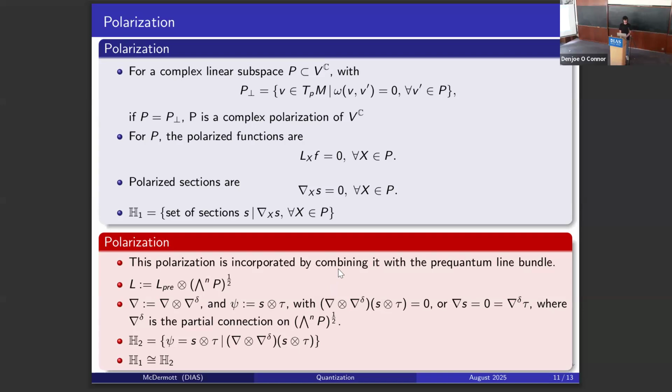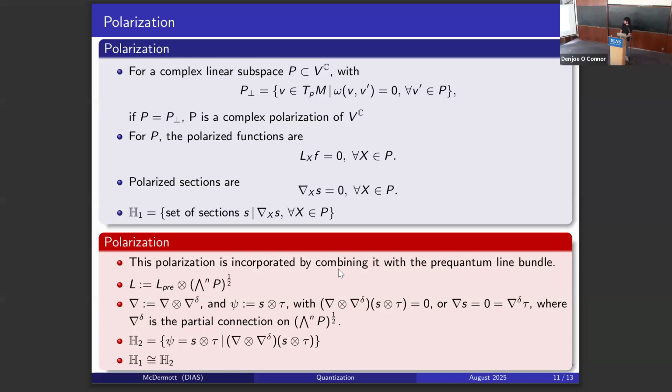So this can be incorporated into our system from before, where we change our line bundle from our pre-quantum line bundle. We include a tensor product with this term here, which the form of it isn't too important. It's what we call a metaplectic correction. And we also change our connection to include this nabla delta, which is the partial connection on our metaplectic correction. So this now acts on sections psi, which is given by the tensor product of s and tau, which gives us two equations of motion, where the connection of s should equal 0, as should the partial connection of tau.